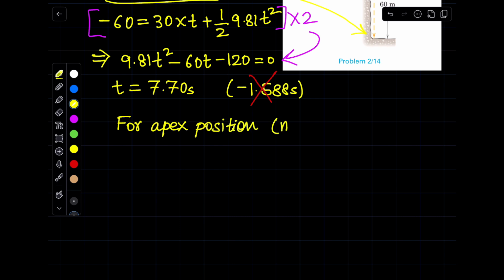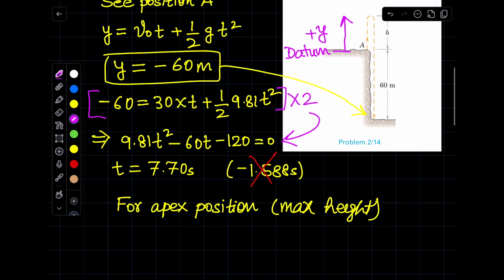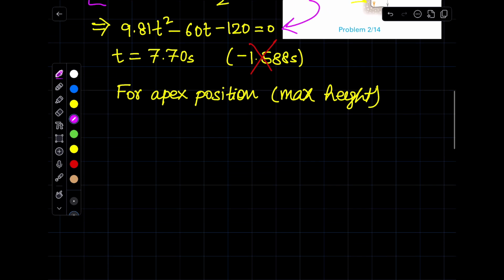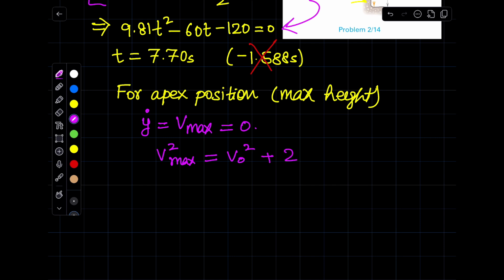Now our objective is to find the height h. It means that maximum height it reached the ball. So in this case, we will use simple formula v square is equal to v initial square plus 2ay. But you know that at apex position in projectile motion, the velocity is how much? Is 0. So we can say that v max is 0 here.